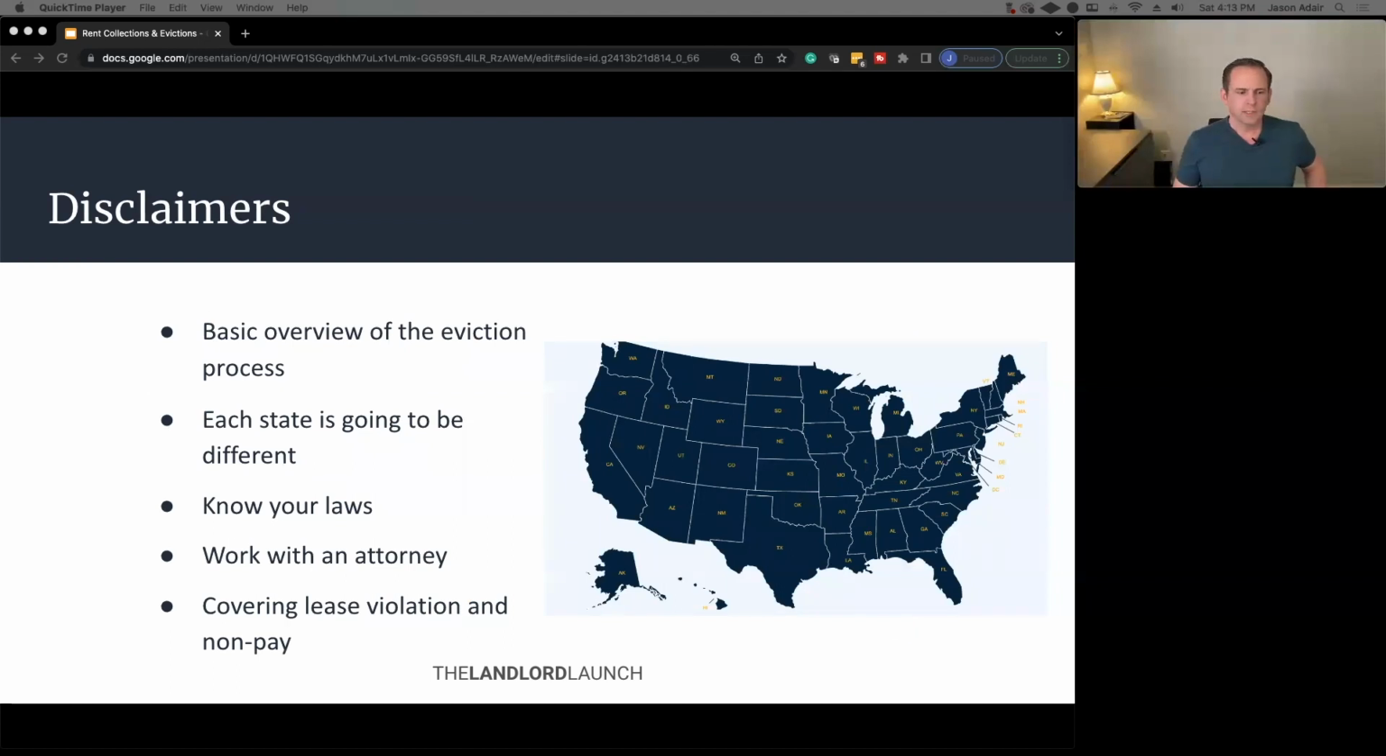So before we get too far into this, I want to just go back over our disclaimers. I've mentioned this from time to time. This is actually something that's good to know for everything, really. But this is going to be a basic overview of the eviction process. Each state's going to be different. Again, in the resource section, I'm going to leave you some links, there's more than one resource link, where you can go state by state and look at the landlord tenant law specifically. You can look at the resources these different links provide, and just know your laws is ultimately what I'm working with.